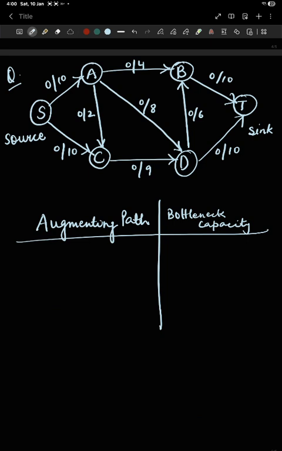So this is the question. I have already written this 0 over here. The first step I have already done. Okay, so we'll see the paths one by one. First I am taking S, A, B and T. What is the minimum value over here? 4. Okay, so we'll write this 4 here, and we'll just cross this path because it becomes full, 4 out of 4. Here also 4, here also 4.